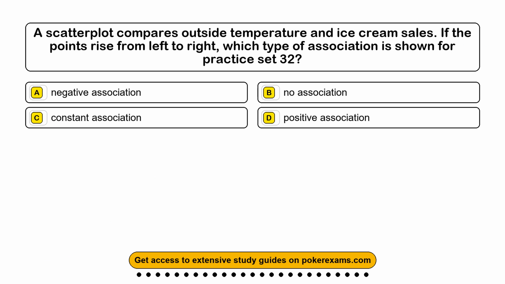Question 25. A scatter plot compares outside temperature and ice cream sales. If the points rise from left to right, which type of association is shown for practice set 32? Option A, negative association. Option B, no association. Option C, constant association. Option D, positive association.